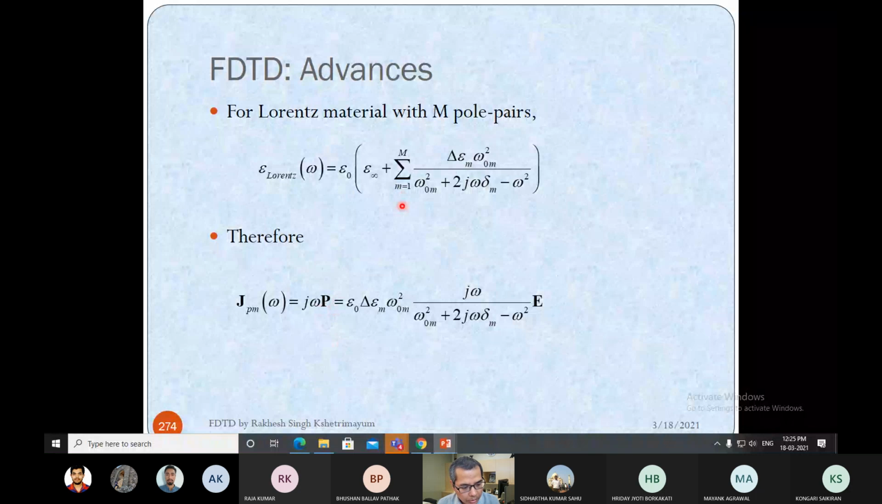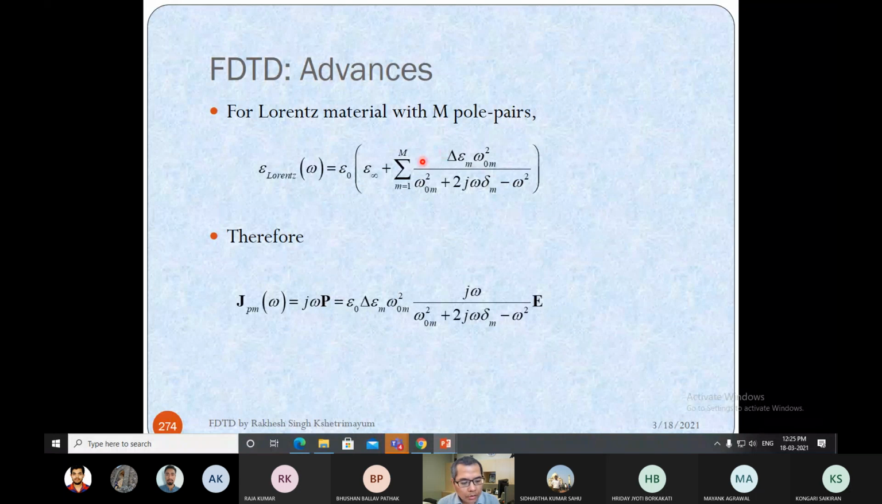P is what? You can find it from this relation here. The contribution is from here. This is your chi. This is the contribution from the free space. This is the contribution from the polarization field. So the polarization field contribution is from here. Now you multiply this with the electric field, and you'll get the polarization field. So that's what we're getting here.